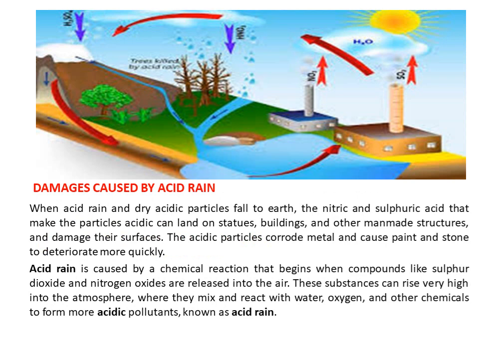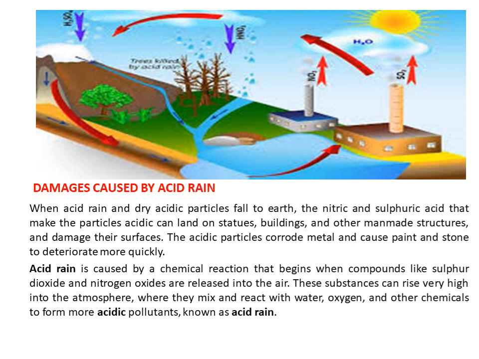Now the next, damages caused by acid rain. When acid rain and dry acidic particles fall to earth, the nitric and sulfuric acid that make the particles acidic can land on statues, buildings, and other man made structures and damage their surfaces. The acidic particles corrode metal and paint, and cause paint and stone to deteriorate more quickly.